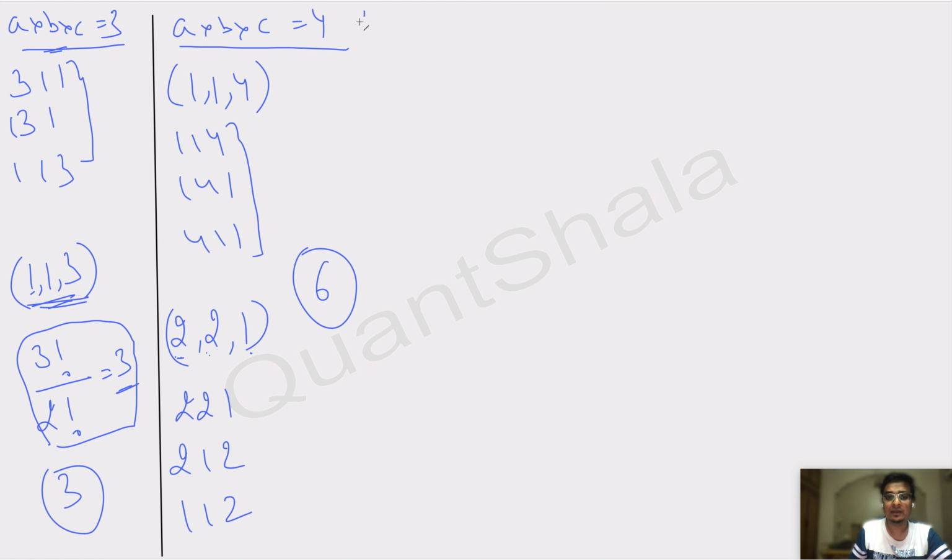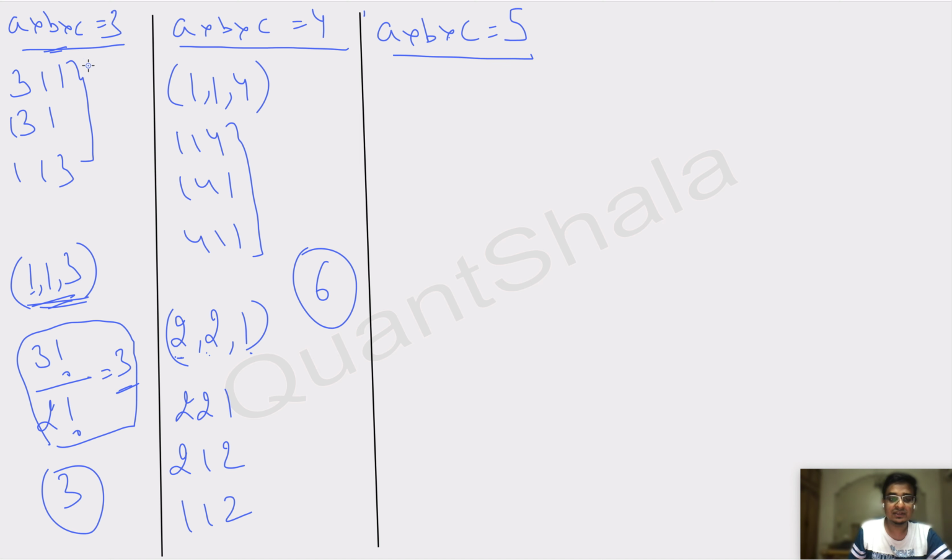Our next case would be A multiplied by B multiplied by C is 5. Again, 5 is a prime number just like 3, so the answer will be similar to the first case. To get the product as 5, one number has to be 5 and the other numbers have to be 1. So simply these are the possible numbers. The answer for this case is 3.